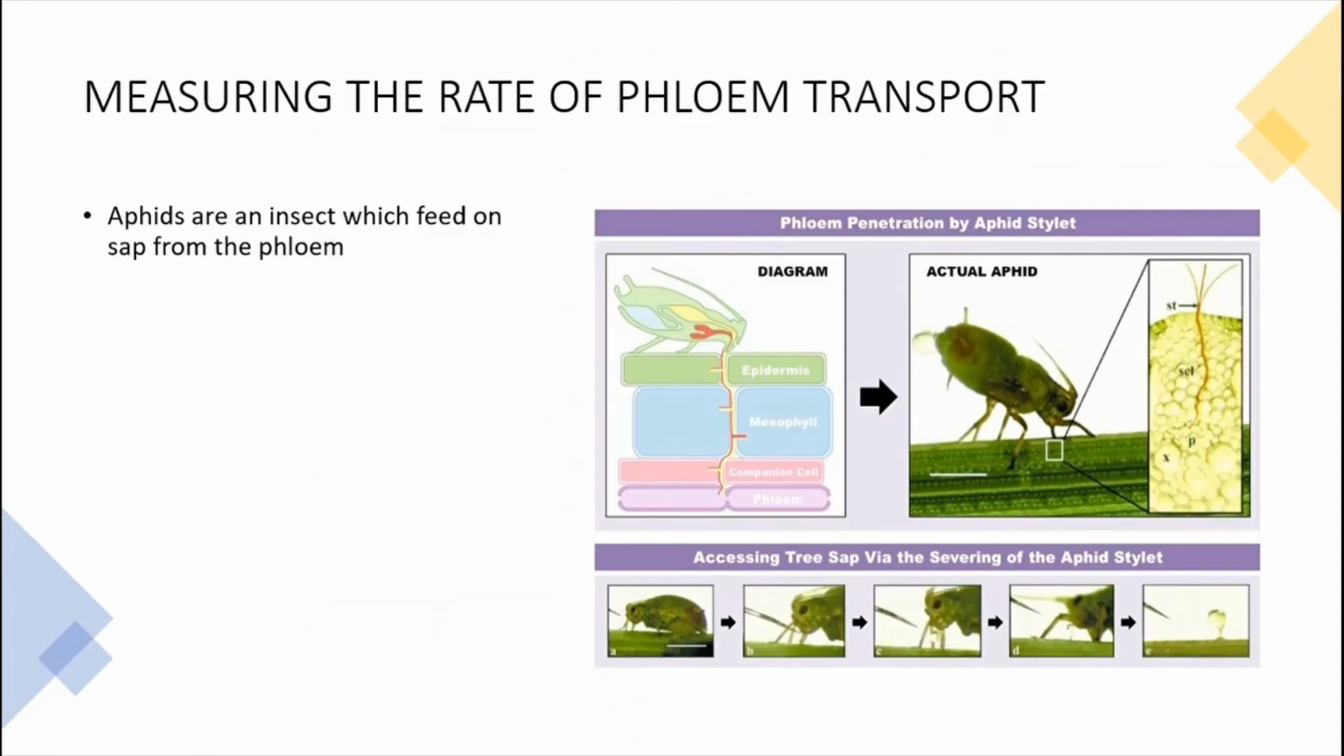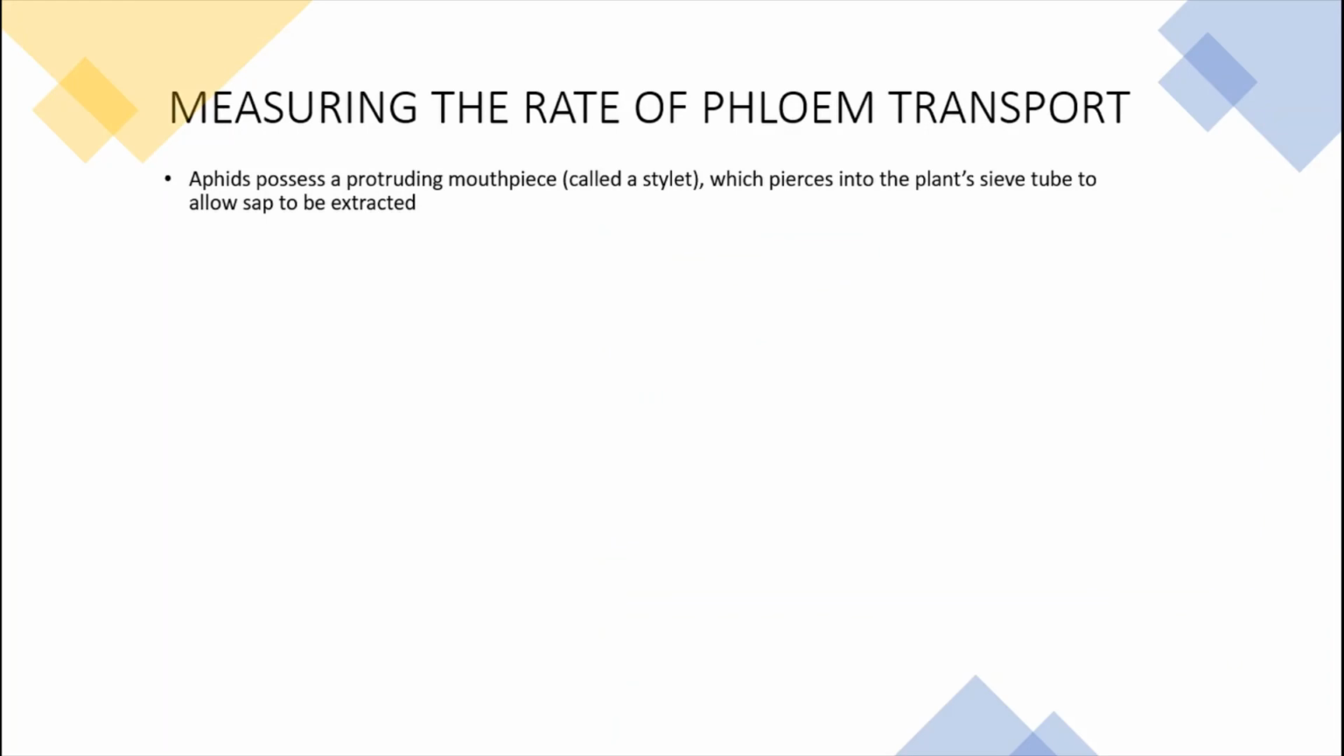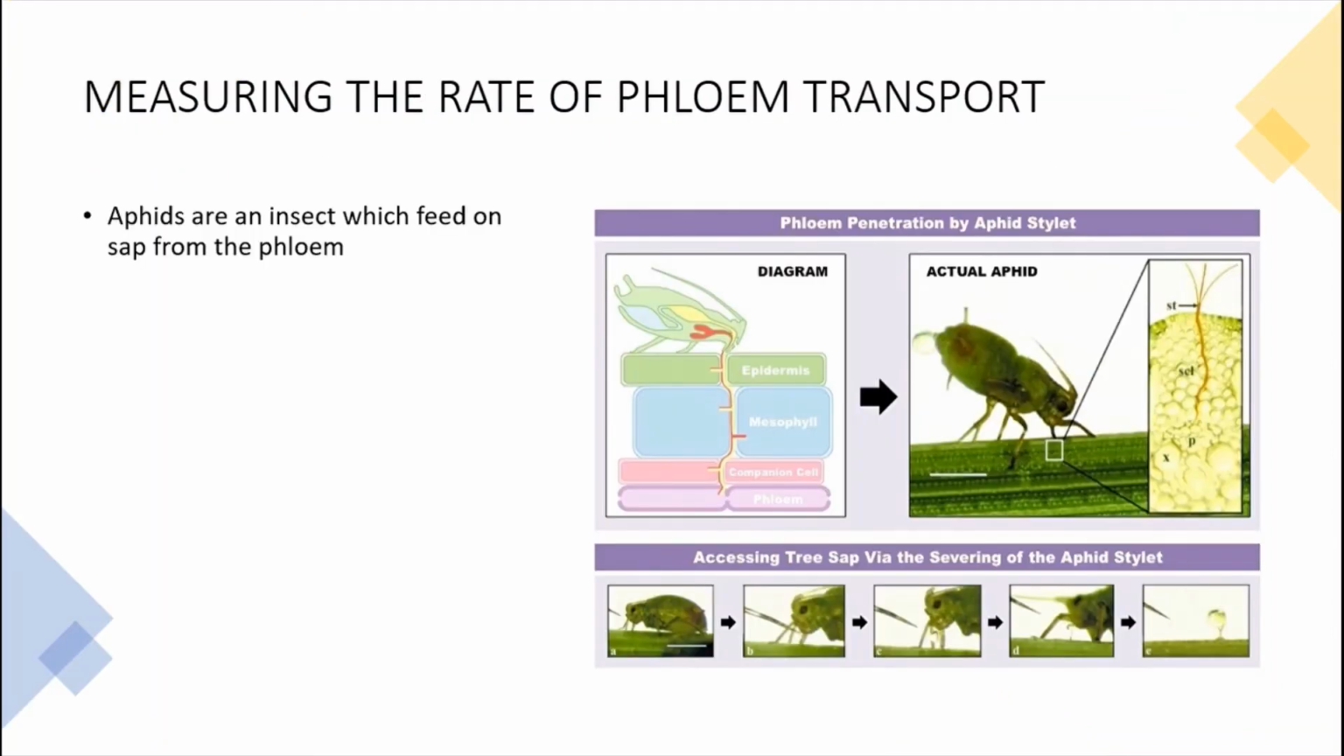Now we can also measure the rate of phloem transport, and we use an insect called aphids. Aphids are an insect which feed on sap from the phloem. So they project their stylet into the plant's sieve tube to extract the sap. That protruding mouthpiece that they have is called a stylet. And if we look at this actual image, we can see this protruding structure entering into the leaf.